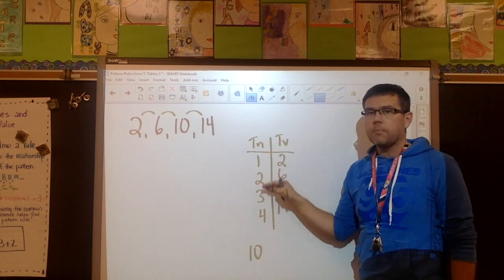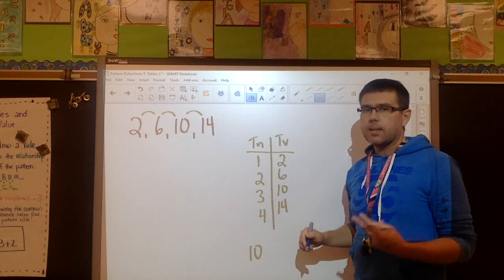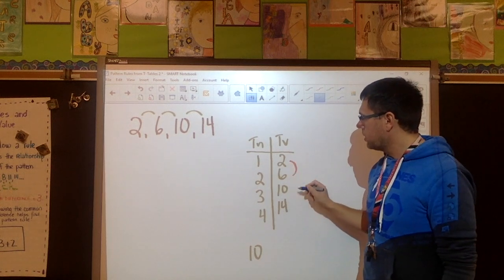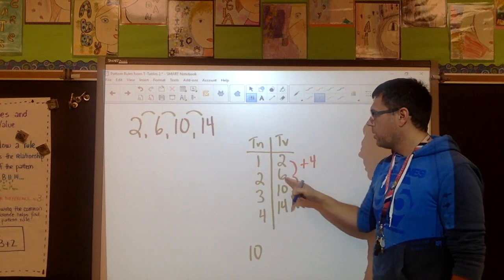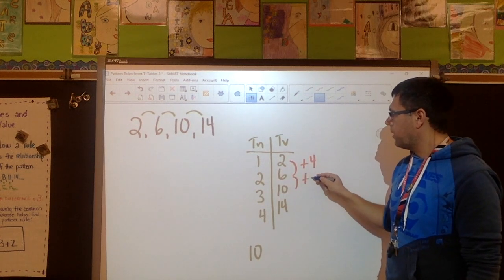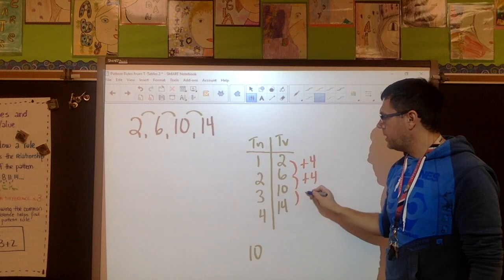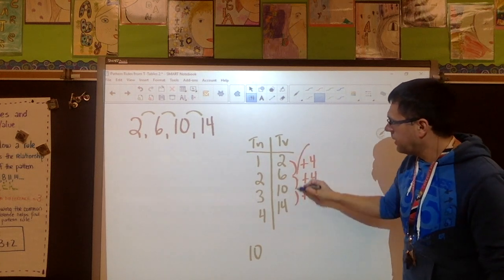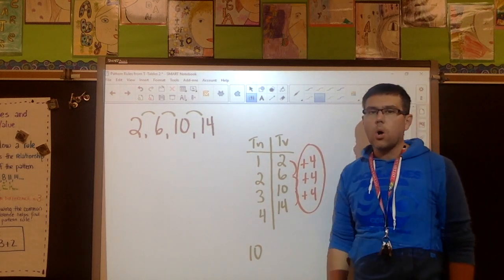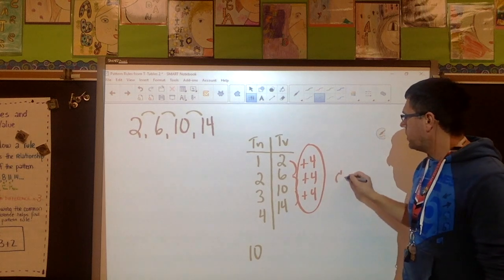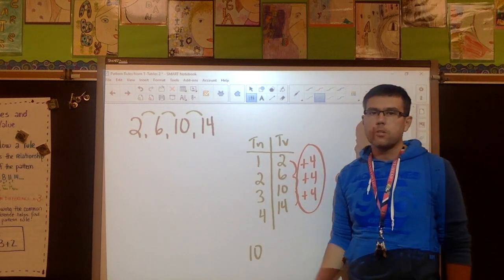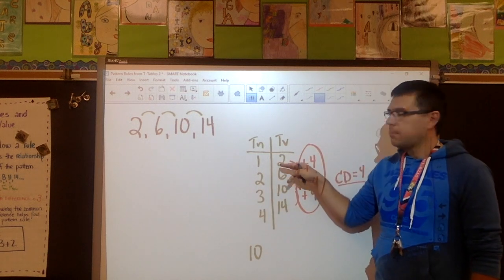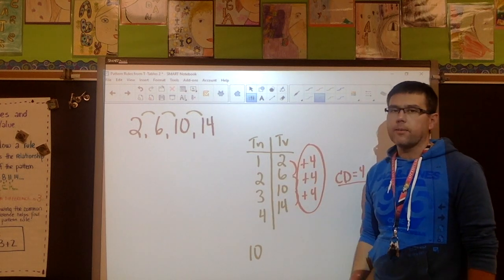Okay? I've started my t-table. Second step, look for a common difference. So from 2 to 6, I've added 4. From 6 to 10, I've increased by 4. From 10 to 14, I've increased by 4. So I can see that the common difference is going to be 4. There's a difference of 4 between each value in the pattern.